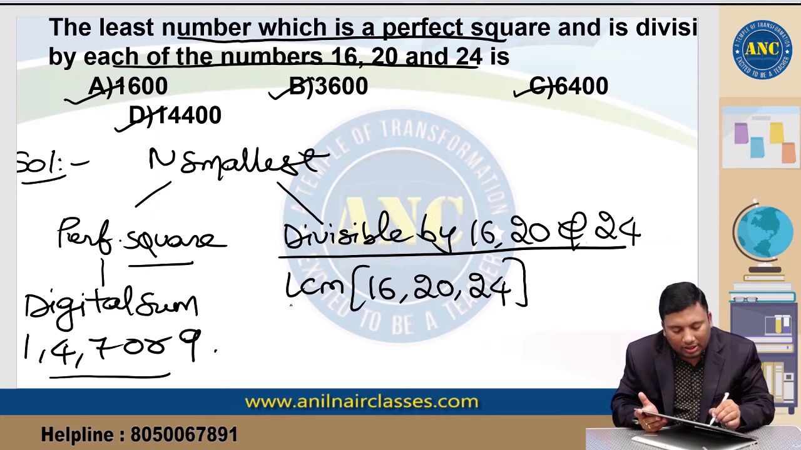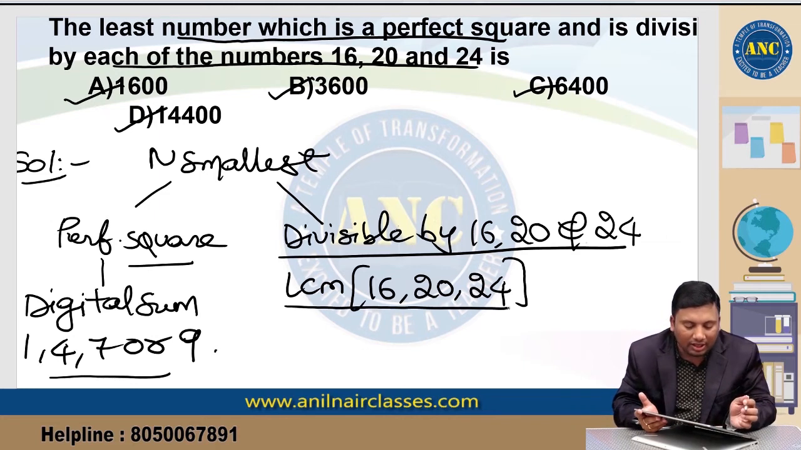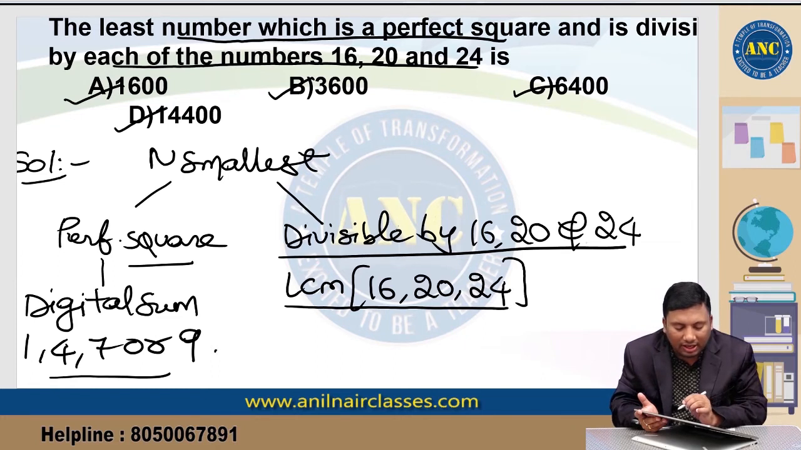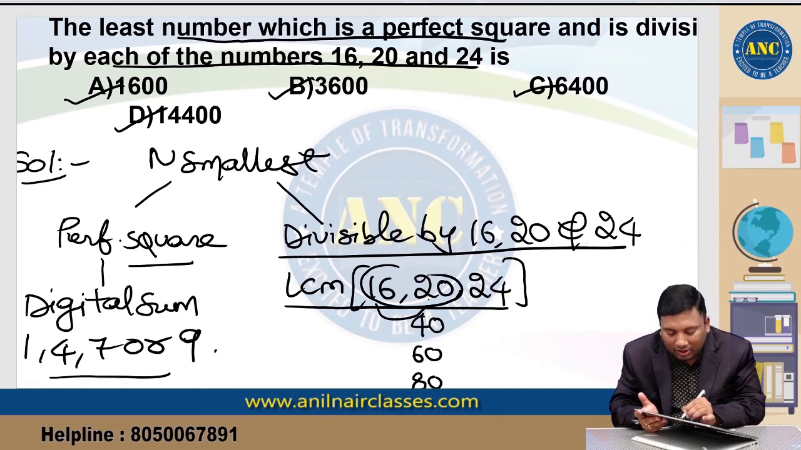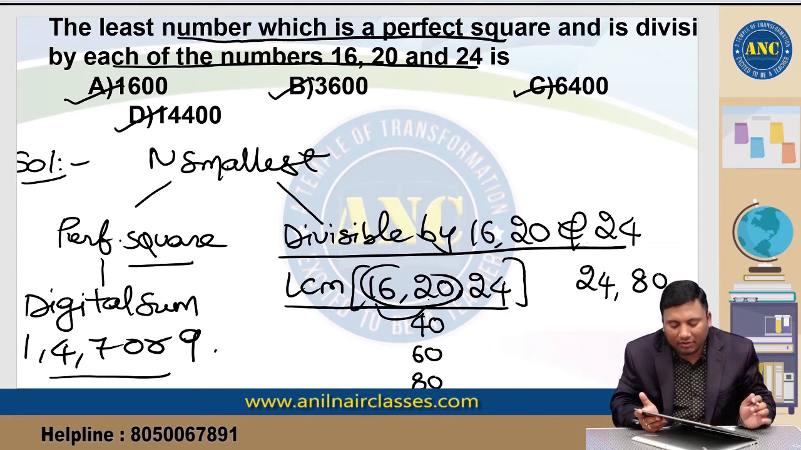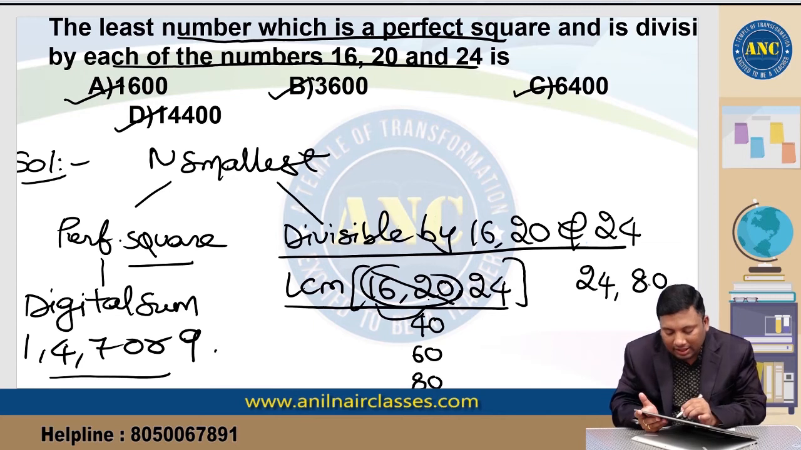Now it should be the LCM of 16, 20 and 24. Let us do it one by one. 16 with 20: 20 is not divisible by 16. What is the next multiple? 40 is not divisible by 16. 60 is not divisible by 16. 80 is divisible by 16. So for this one, the multiple I got is 80. One is 24 and another is 80. The first common multiple I got is 80.